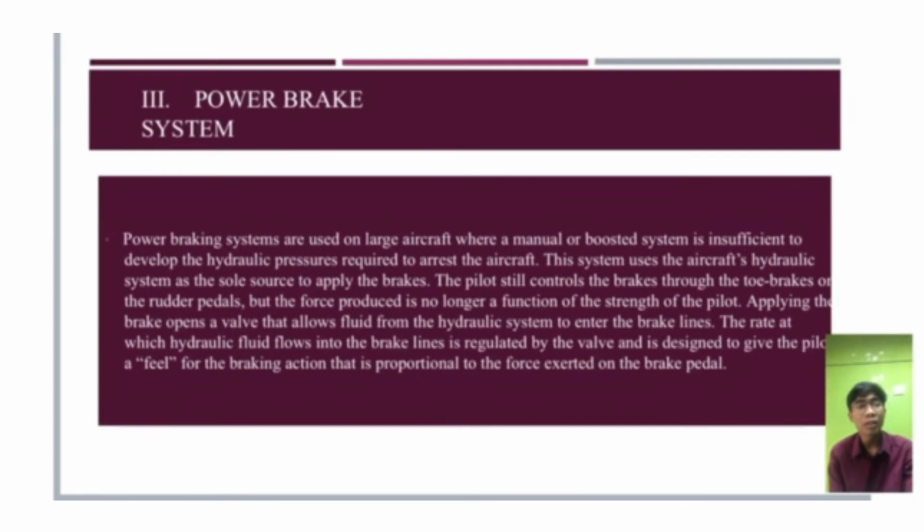And the third one, power brake system. Power braking systems are used on large aircraft where a manual or boosted system is insufficient to develop the hydraulic pressure required to arrest the aircraft. This system uses the aircraft hydraulic system as the sole source to apply the brakes. The pilot controls the brakes through the toe brake on the rudder pedals, but the force produced is no longer a function of the strength of the pilot.